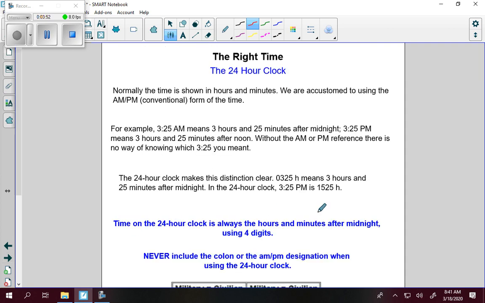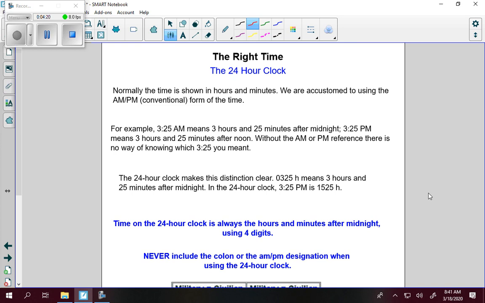The right time, the 24-hour clock. Normally, time is shown in hours and minutes, so we are accustomed to using the AM/PM form of the time. For example, 3:25 a.m. means 3 hours and 25 minutes after midnight. 3:25 p.m. means 3 hours and 25 minutes after noon. Without the AM or PM reference, there's no way of knowing which 3:25 you want. But if we go by the 24 clock, it makes the distinction clear.